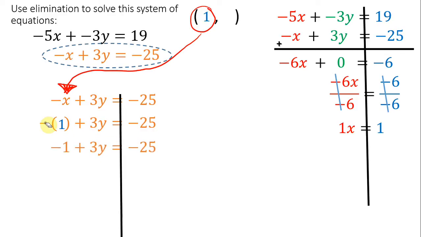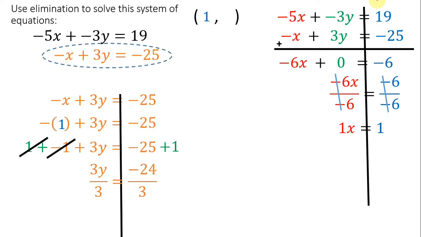This will get me negative 1 plus 3y equals negative 25. I'll add positive 1 to both sides of the equation so I can get rid of this negative 1. And I'll get 3y equals negative 24. I can divide both sides by 3, and I'll get y equals negative 8.